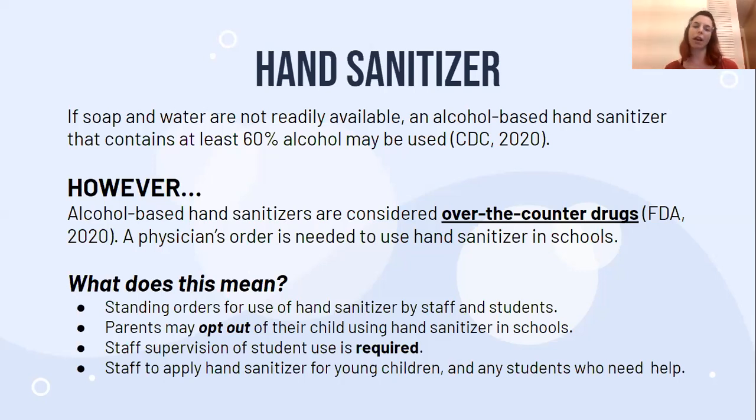Parents may opt out their child of using hand sanitizer in school. In the event that parents choose not to allow their students to use hand sanitizer in school, we will be sharing that information with you ahead of time. Staff supervision of student use is required, and staff are to apply hand sanitizer for young children and any students who need help. This is an exemption per the DPH.